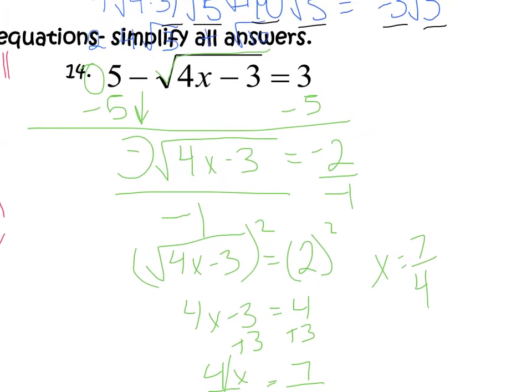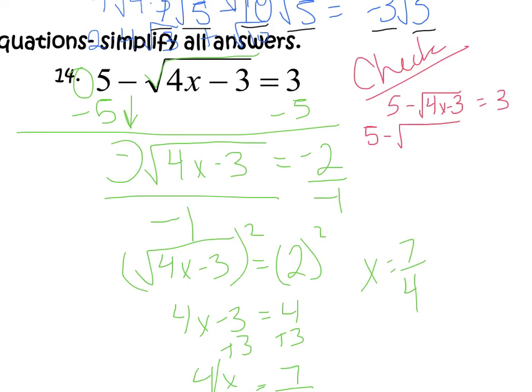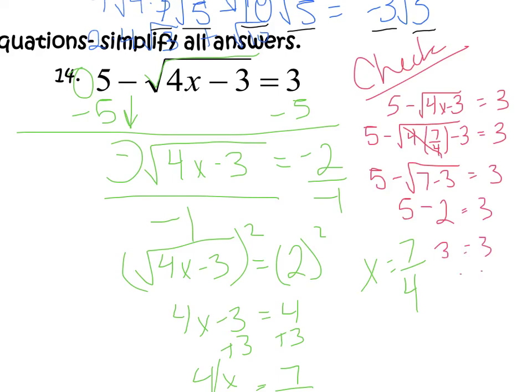Alright, so we're going to plug it in and see. So, we've got 5 minus the square root of 4x minus 3 equals 3. So 5 minus the square root of 4 times 7/4 minus 3 equals 3. So 4 times 7/4, those 4's will cancel out. 5 minus the square root of 7 minus 3. 7 minus 3 is 4, square rooted is 2. 3 equals 3. We are good.